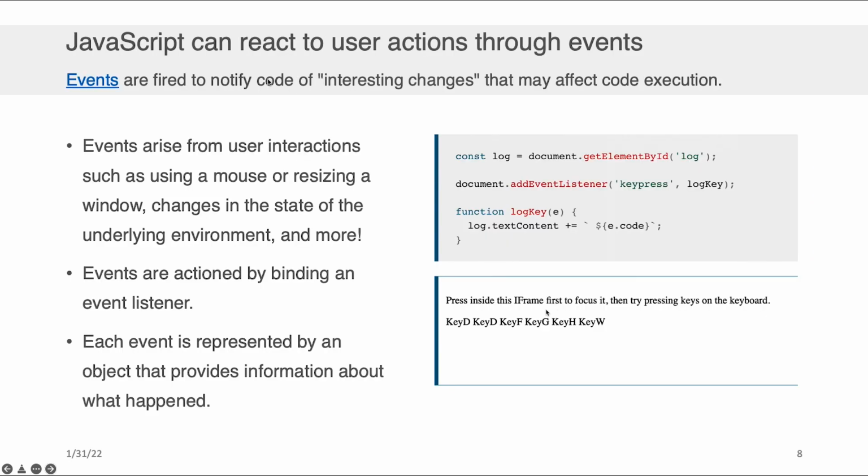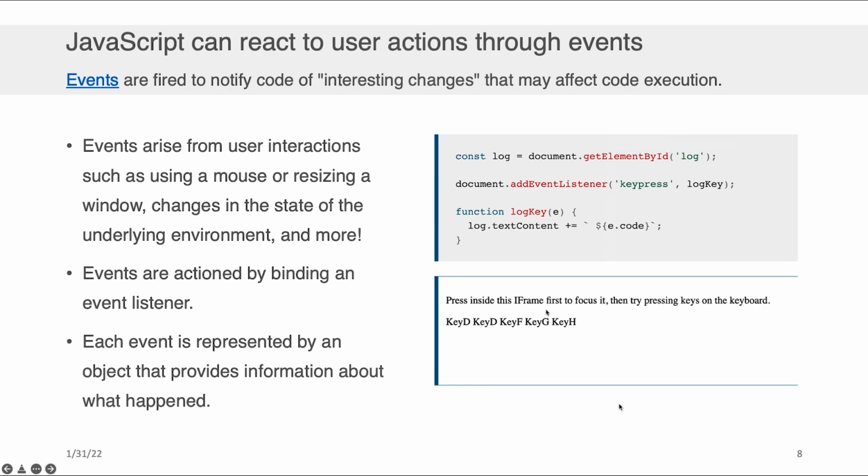Now, as we alluded to in that previous example, what makes JavaScript very powerful is that it can react to users' actions through events. And these events are fired to notify the code of interesting changes that may affect the code's downstream execution. It could be a mouse movement, it could be a key press, it could be any sort of thing that the user does to interact with the site. It could even be related to the amount of time that the user has spent on the site.